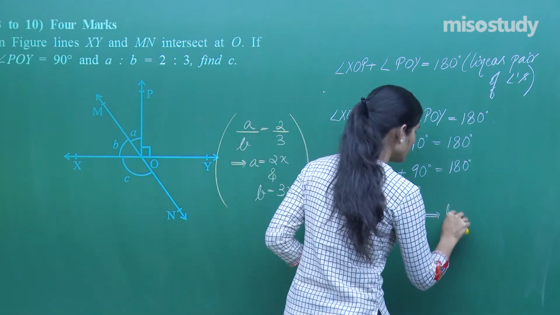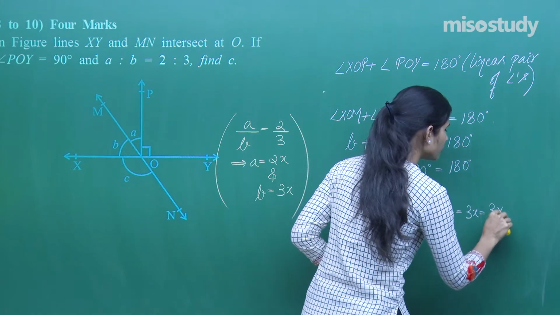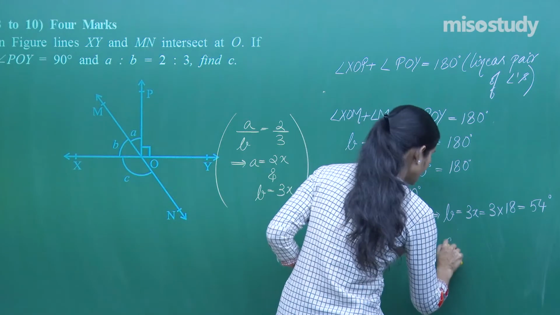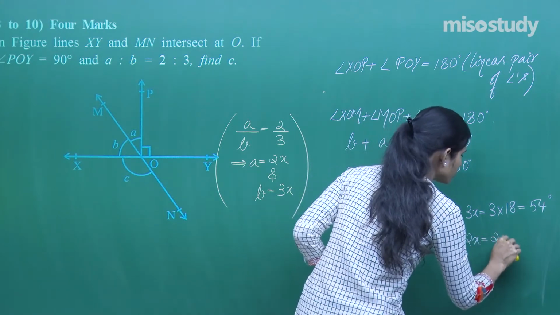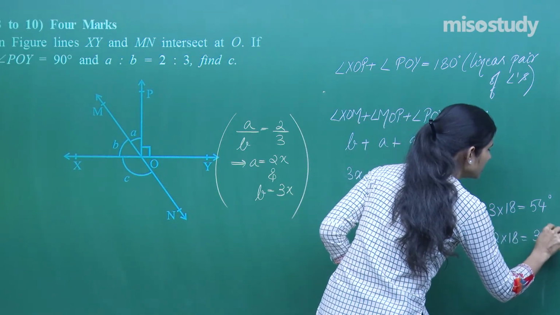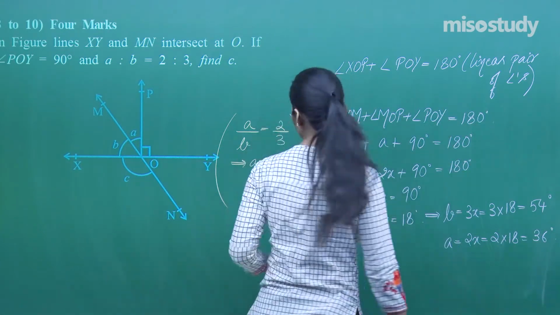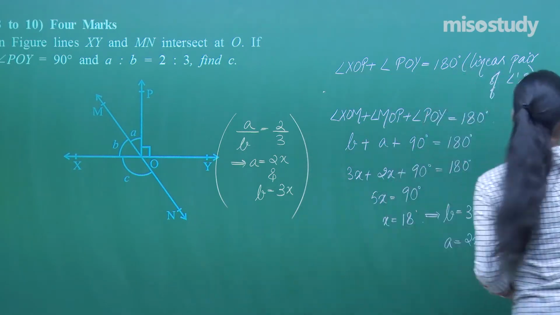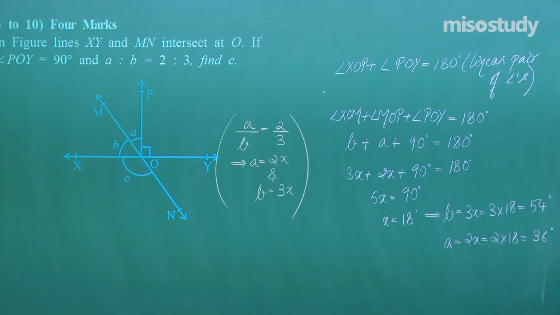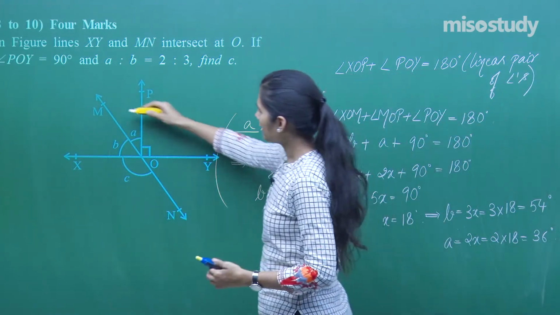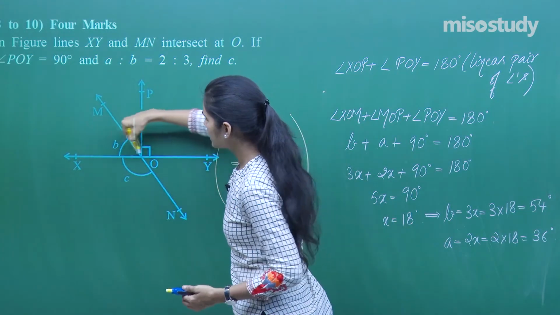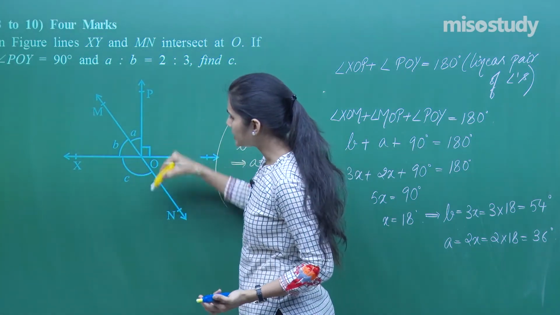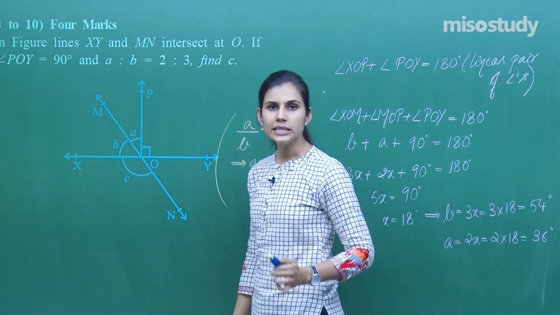Therefore, B will be equal to 3x, which is 3 into 18, which is 54. And A is equal to 2x, which is 2 into 18, which is 36. I have got the measure of B, I have got the measure of A as well. I just need the measure of C. Now what you can see from the diagram, you have this straight line MN and this OX is a ray standing on this straight line, thereby giving rise to two adjacent angles B and C, which will be forming a linear pair of angles.